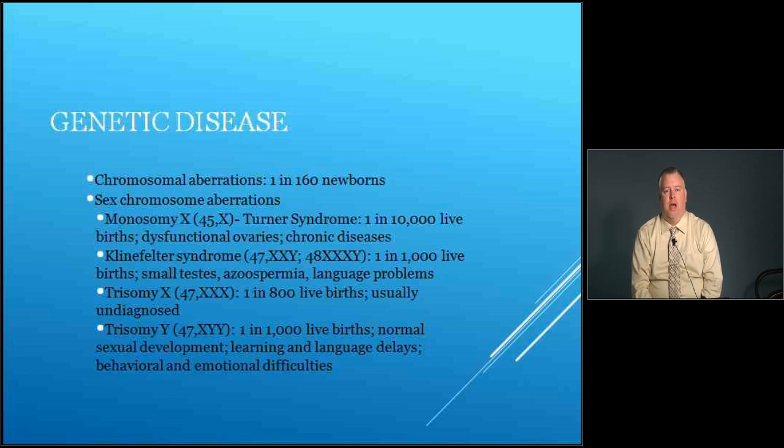We also test antepartally for genetic diseases, and those include different types of chromosomal abnormalities. We know that there's some type of chromosomal aberration in about 1 out of every 160 newborns. And most of those have no effects, and we don't even notice them. They only show up when people have testing later in life for other reasons.